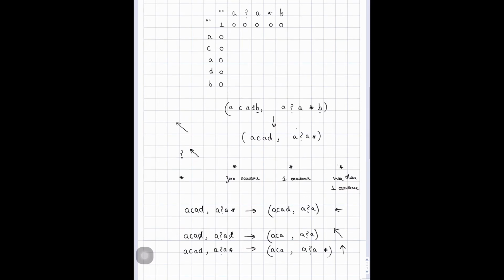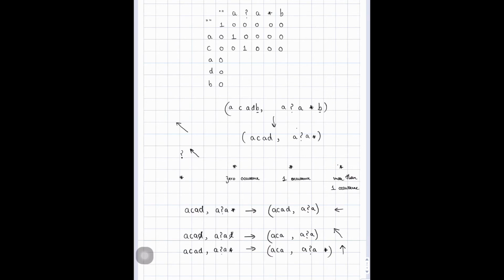Let's quickly solve this question. So A and A match, so diagonally left. A and star, A and question mark also match, so diagonally left. A and A match, so diagonally left. A and star, either of these three. A and B do not match. C and A, they do not match. C and question mark, yes, so diagonally up. C and A, they don't match. C and star, either of these three. C and B, they do not match.